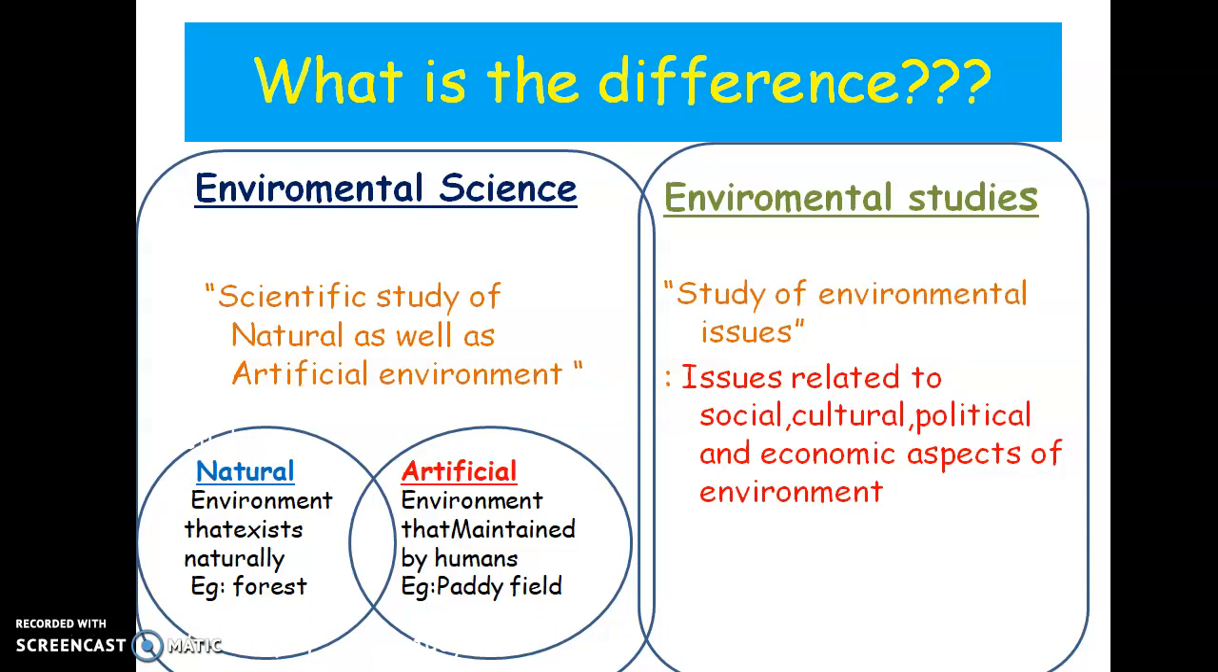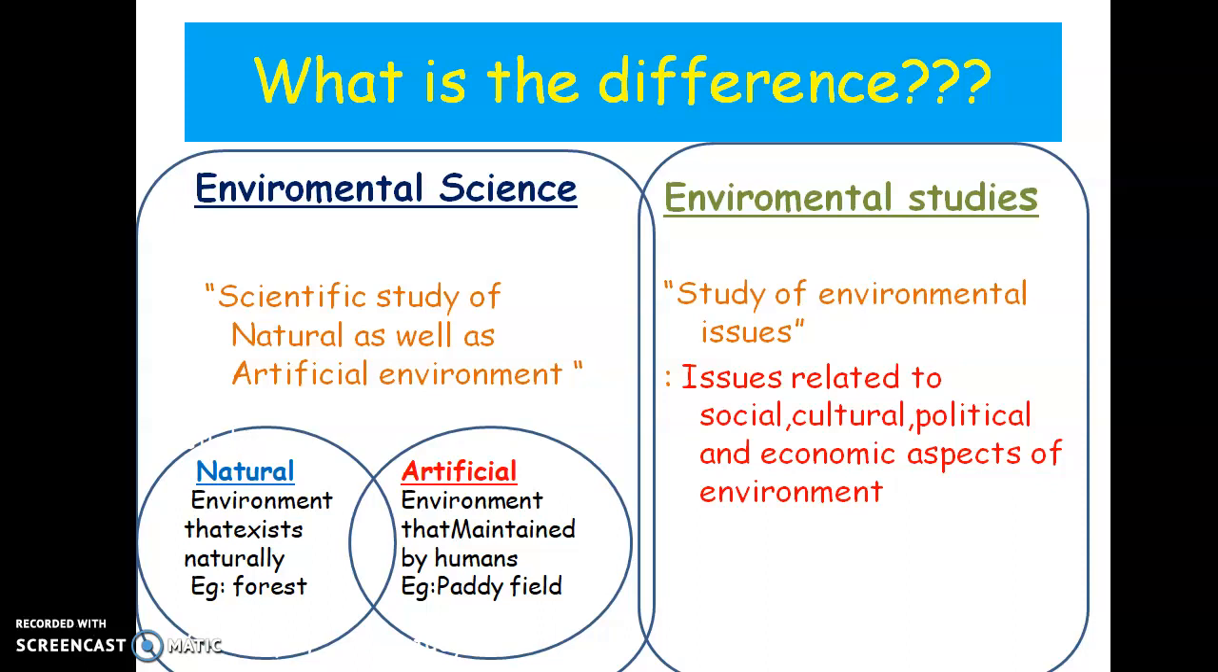While in the case of artificial, as the name indicates, the artificial environment is the environment which is maintained by human beings. For example, paddy fields, agricultural fields, all this environment is manipulated by human beings itself. So it is called an artificial environment. The scientific study of this natural as well as artificial environment is known as environmental science.